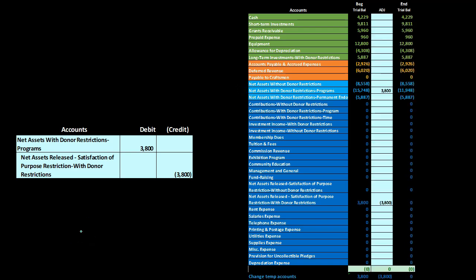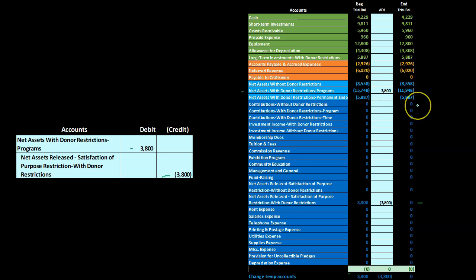So if we post this out, the net assets released is a debit balance. We're going to be crediting it to make it go down to 0. That's going to be this item. The other side is going to the net assets with donor restrictions. Here's the net assets with restrictions. We have the 15,784. It's a credit. We're going to be debiting it to make it go down. So this is going to be our post-closing trial balance.